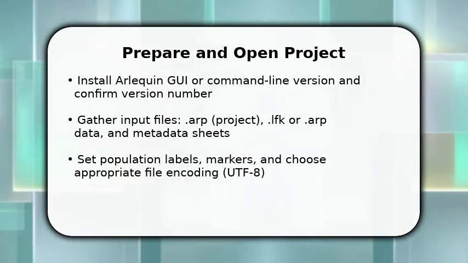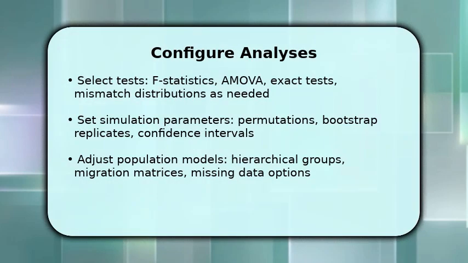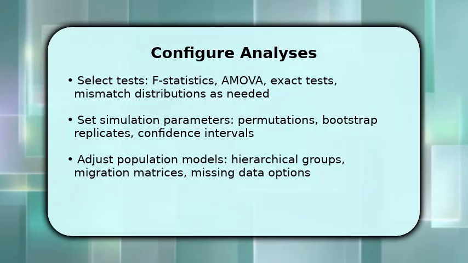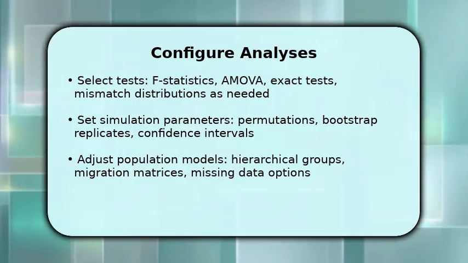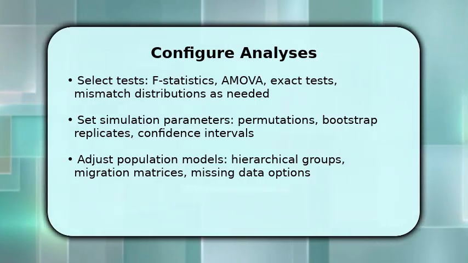You now define which analyses Arlequin will run and why each matters to your question. Choose F-statistics or AMOVA to partition variance, exact tests for significance, and mismatch distributions for demographic inference. This selection guides computational cost.